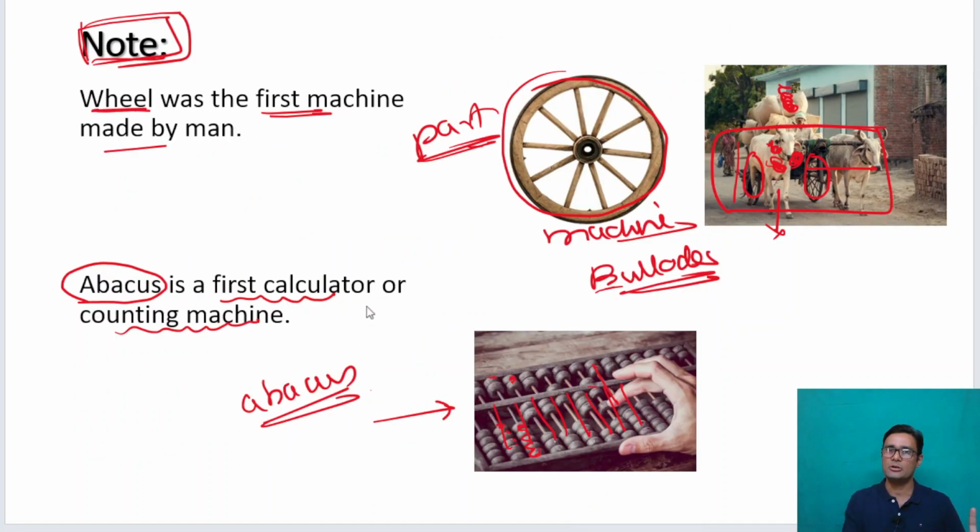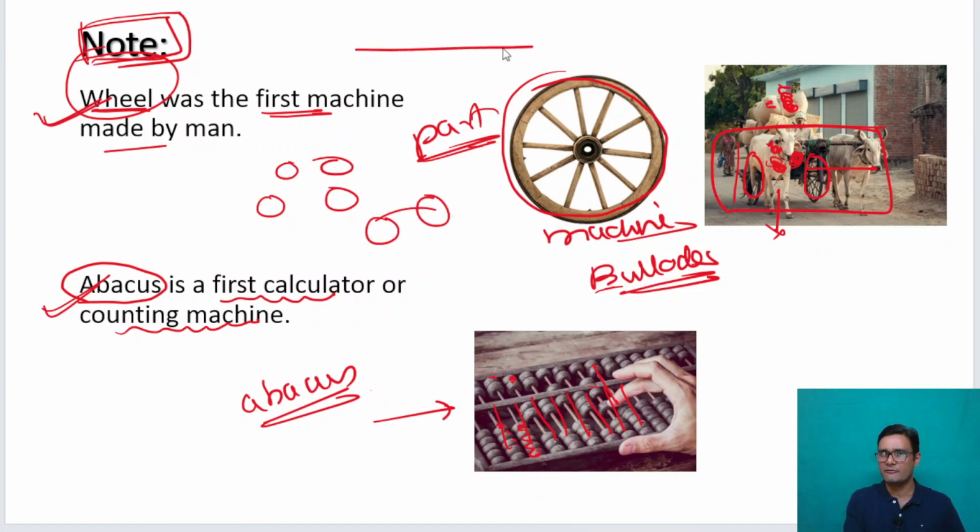Then we talked about the wheel. When we attach a wheel to a bullock cart, it becomes a machine run by bullocks, and it was able to carry loads. Before the trucks came, the wheel was very helpful. Even now we use the wheel in our bicycles, in our cars, in our autos. Everywhere there are wheels. Only when there are wheels can we go from one place to another very fast. So the wheel is called the first machine made by man.